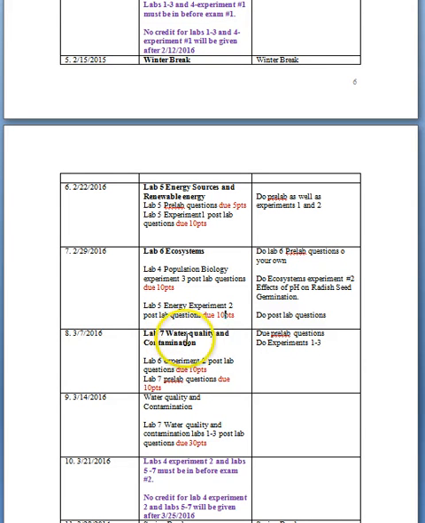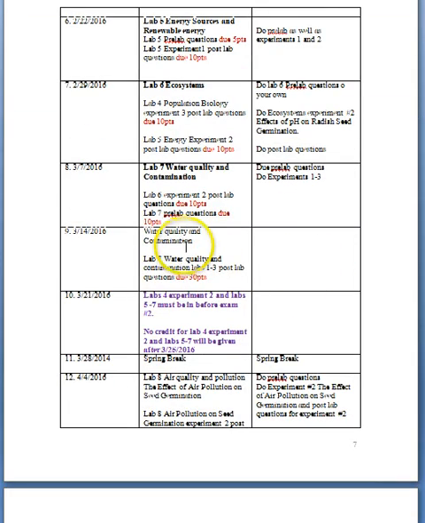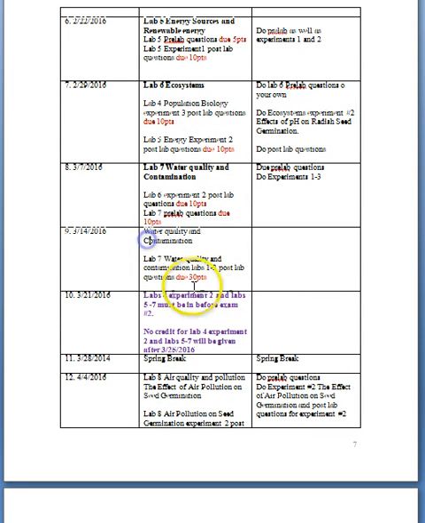The next week, we're starting water quality and contamination. Do the pre-lab questions yourself, and then do experiments 1 through 3. What is due this week is lab 6 that you started the week before, and lab 7 pre-lab questions. At this point, you're going to turn them in for points. I didn't number this one.